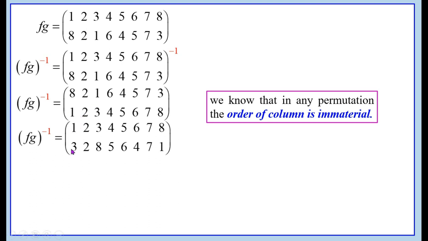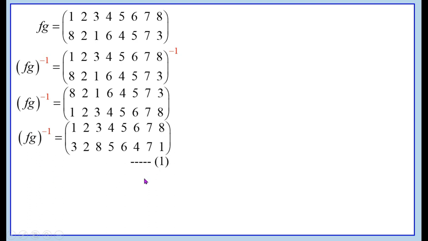Image of 1 is 3. Image of 2 is 2. Image of 3 is 8. Image of 4 is 5. Image of 5 is 6. Image of 6 is 4. Image of 7 is 7. Image of 8 is 1. So this is the inverse of the product of the two permutations F and G. Let us call it 1.